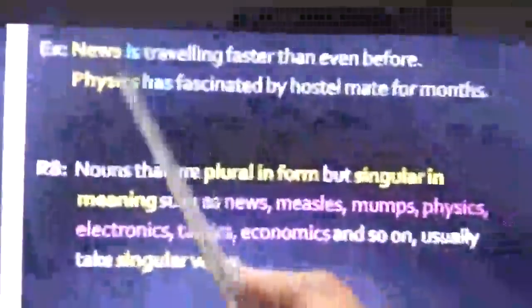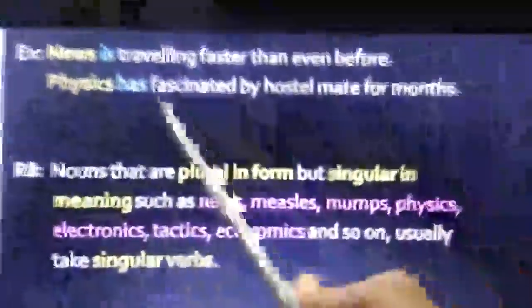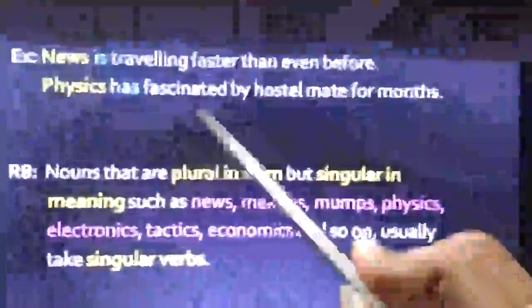So in these two sentences, the first sentence: News is traveling faster than ever before. In this sentence, news is the subject because we are talking about the news. And in the second sentence: Physics has fascinated me for months. In this example also, we are talking about physics. Physics is the subject of the sentence.